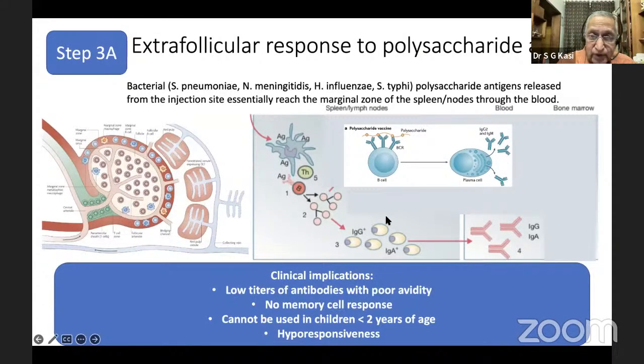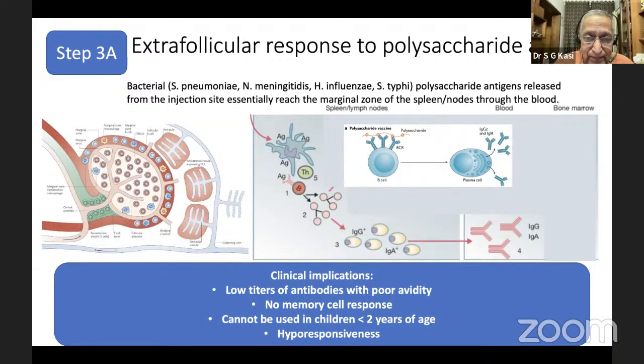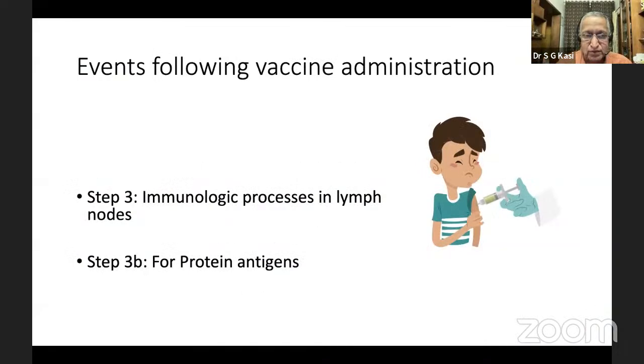And one more problem with polysaccharide antigen is hyporesponsiveness. With every subsequent dose, the response becomes less and less. And why does this happen? Because the B cell zone is not replenished. Every time there is a stimulus, some amount of B cells are used. And there may come a situation where there are no more B cells specific for that particular antigen, and that's the time the vaccine stops working. So, hyporesponsiveness.